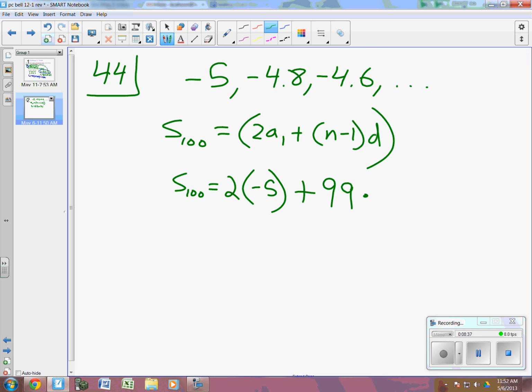Not 0.2, -0.2. Oh, it is positive. You guys are right. Sorry, my bad. I just saw negative numbers up there and I assumed. Okay. It's going up, isn't it? -5 to -4.8. You had to add a positive number to get that. Okay. So all I have to do is stick that in my calculator and get my answer, guys.